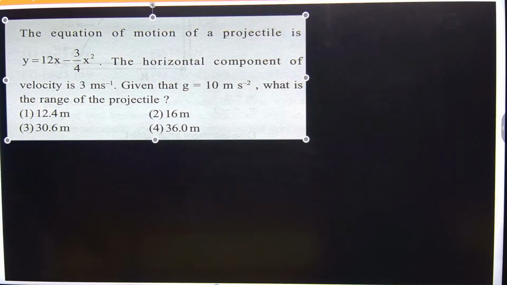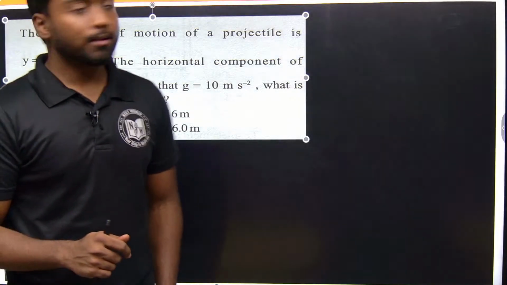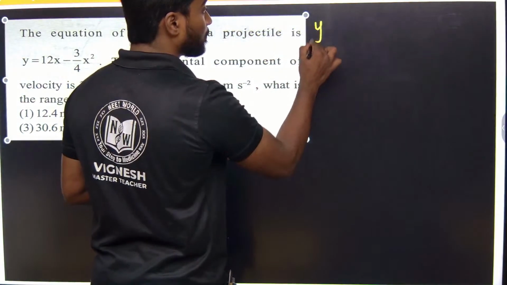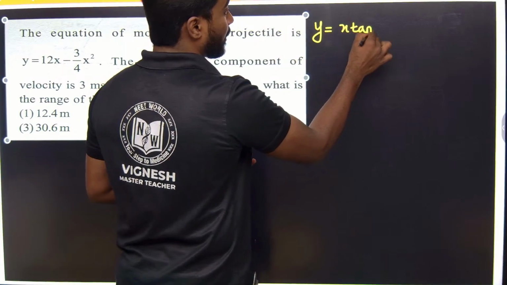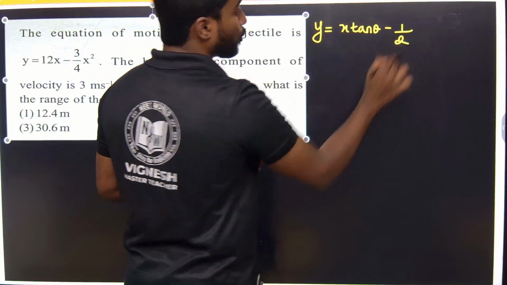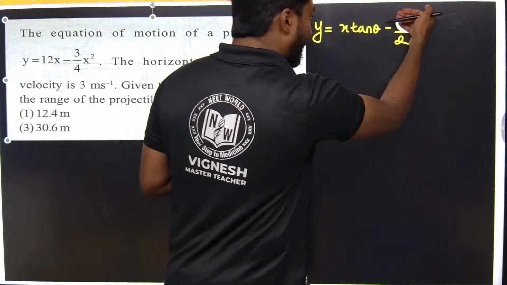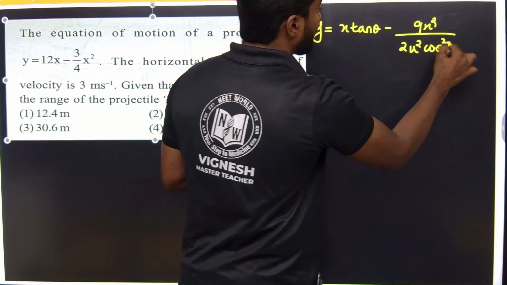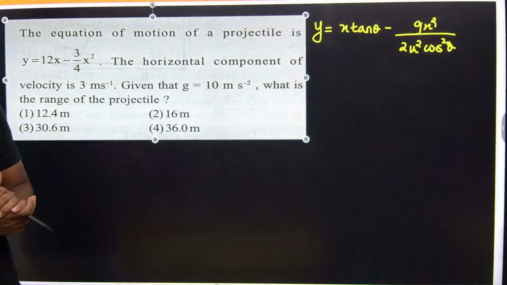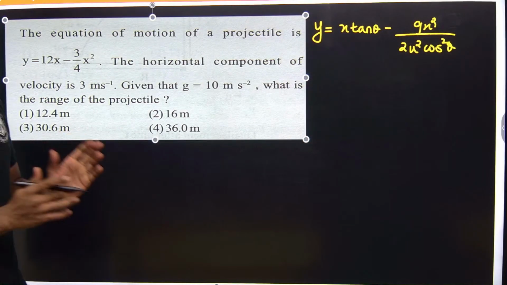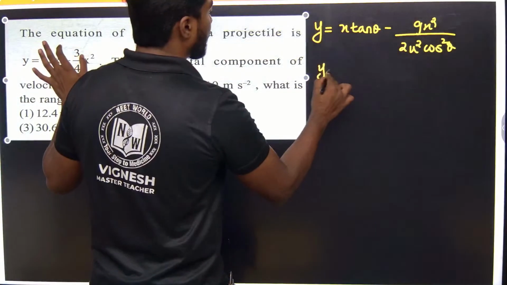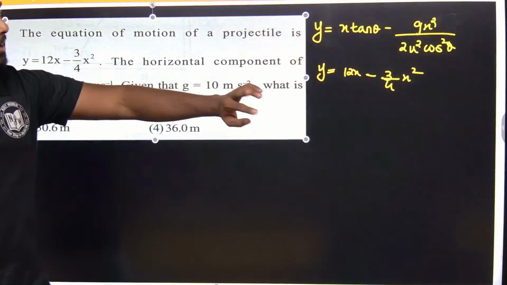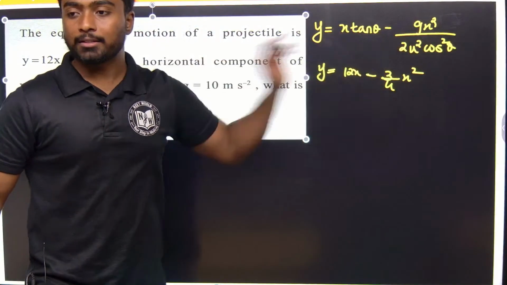So what we know is the equation of projectile: y is equals to x tan theta minus gx square by 2u square cos square theta. This is my equation of projection. Now what is the given thing? y is equals to 12x minus 3 by 4 x square. Let me take these two equations and compare them first.